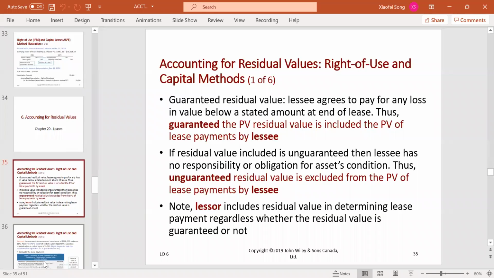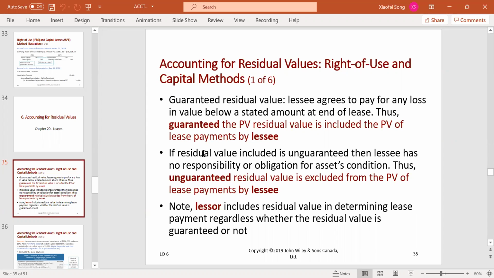So the residual value will be relevant if the asset is returned to the lessor at the end of the lease. If the residual value is guaranteed, that means the lessee agrees to pay for any loss in value below a stated amount at the end of the lease. So if the residual value is 10,000, there's a possibility that if the value is less than 10,000, the lessee will have to pay for the difference. If it's over 10,000, you don't, it's okay.